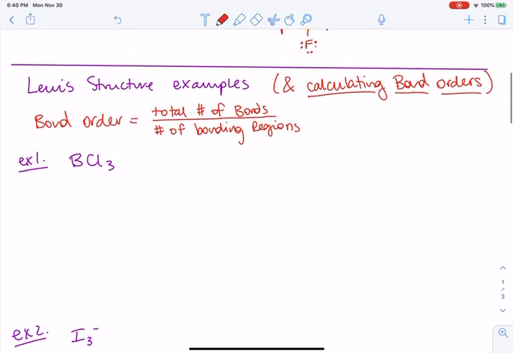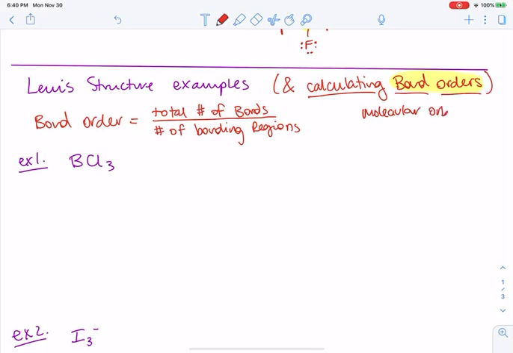Okay, let's go over some examples of Lewis structures. And while we're doing that, let's introduce the idea of bonding orders. Now, bonding orders really has a lot to do with molecular orbital diagrams. We are not going to talk about molecular orbital diagrams in this class because it's not a part of our curriculum, and it doesn't really help us understand necessarily what's going on with Lewis structures, but it is something that you will definitely see in college if you take general chemistry or organic chemistry, right?